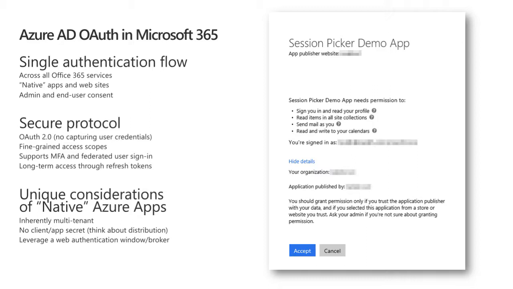Now, native applications differ from web applications in a few different ways because first, they're multi-tenant by default, and you don't need to worry about sending app credentials or app secrets when the native app is distributed because it can't contain a secret, because once you distribute the app, it's never really going to be a secret. So instead, we're going to use some special redirection URLs.